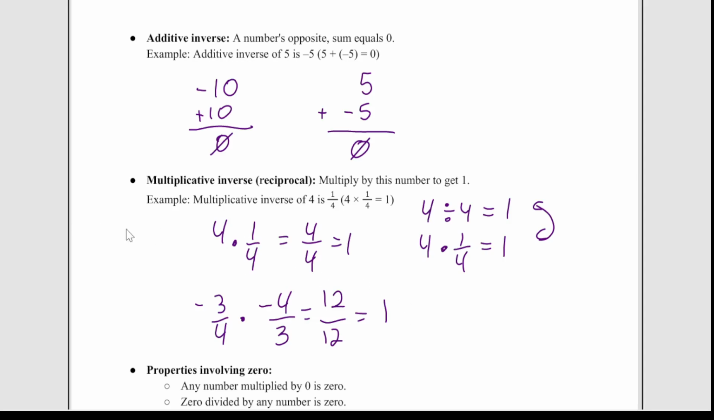It's oftentimes stated that the multiplicative inverse for a would be 1 over a, whatever that number a might be. And then the additive inverse for a would be negative a, whatever that a might be. And by negative, I really mean opposite sign, because as we said, the additive inverse for negative 10 was positive 10.